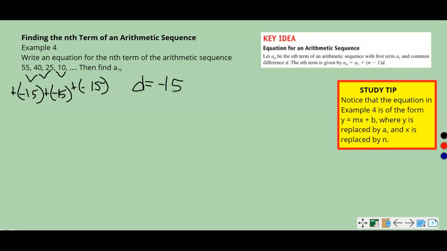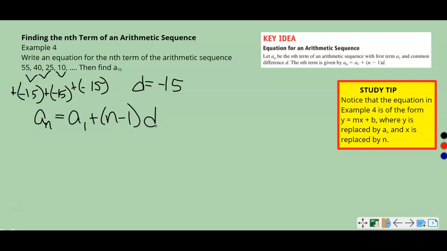All right, so what we're going to do is look at the equation that goes with an arithmetic sequence. So it says let a sub n be the nth term of an arithmetic sequence with the first term a sub 1 and a common difference of d. The nth term is given by a sub n equals a sub 1 plus n minus 1 times d. So we've already found d, our common difference. So we're going to say a sub n equals a sub 1 plus n minus 1 times d.